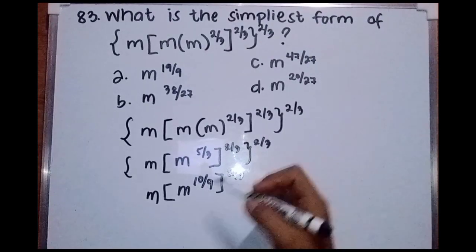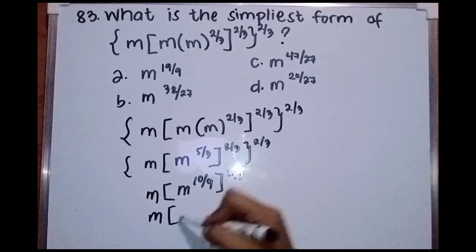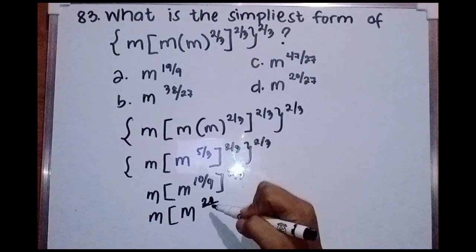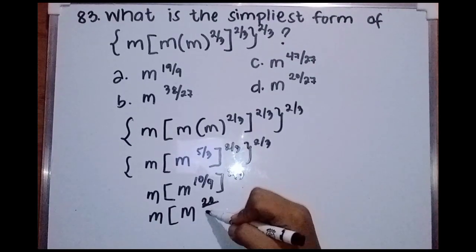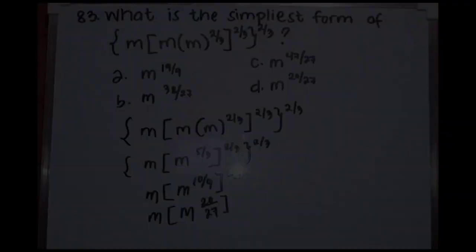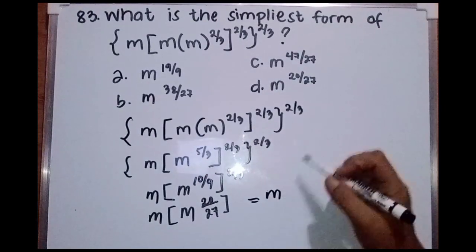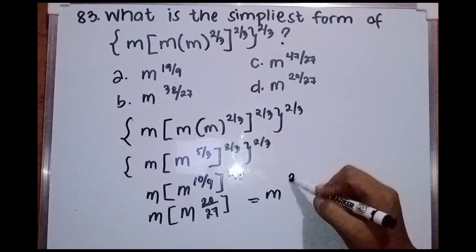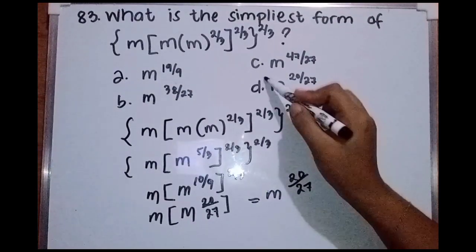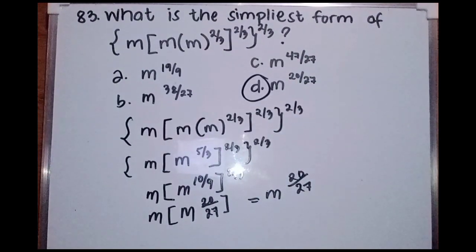10 over 9 times 2/3 is equal to 20 over 27. So the answer will be m raised to the power of 20 over 27, which is letter D.